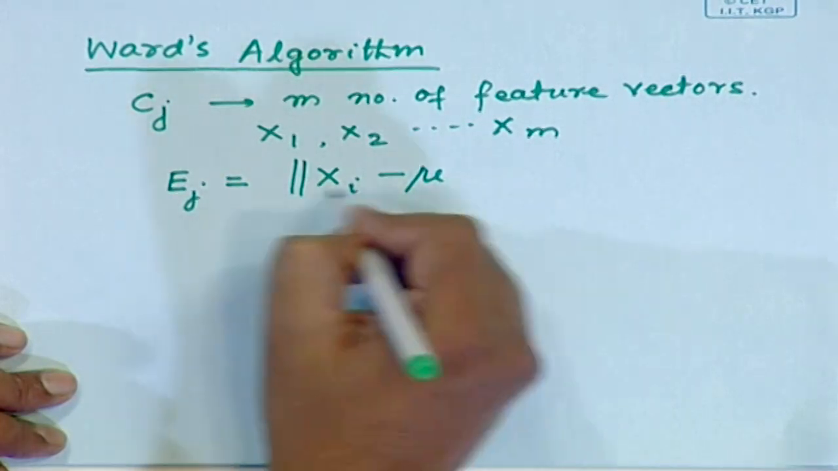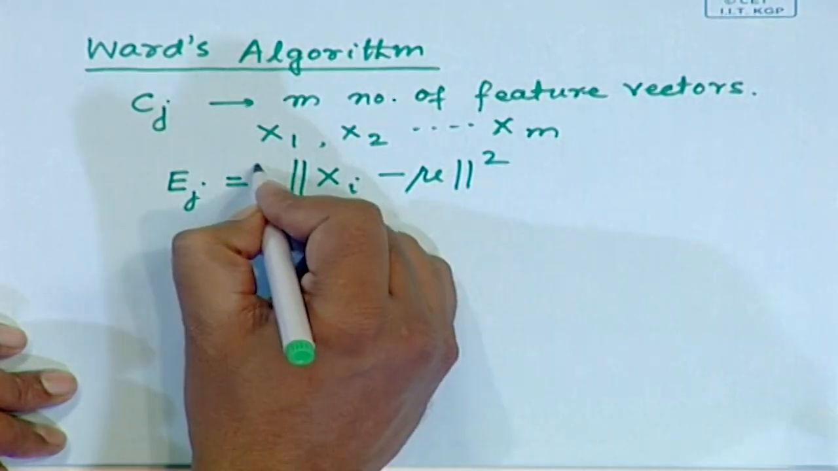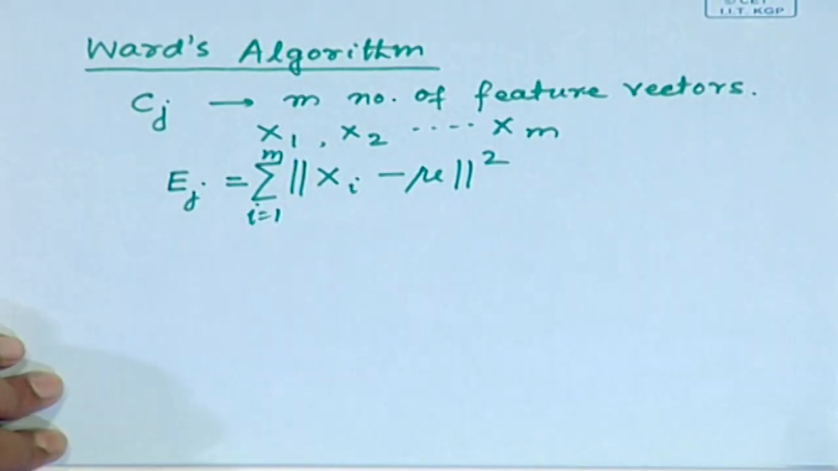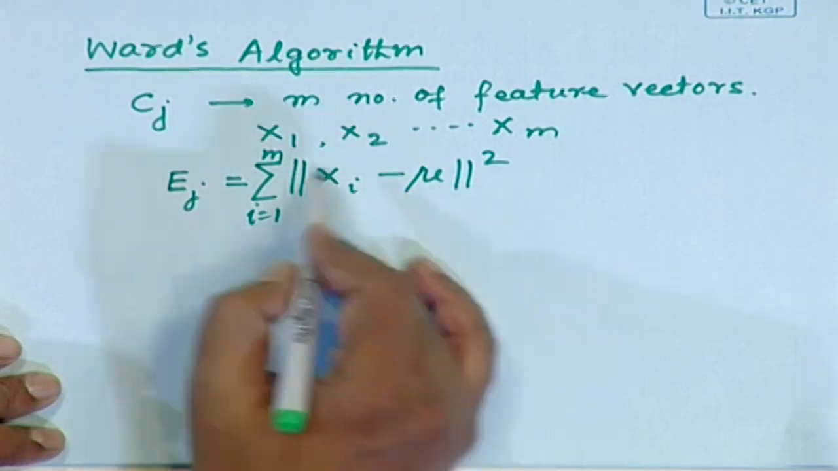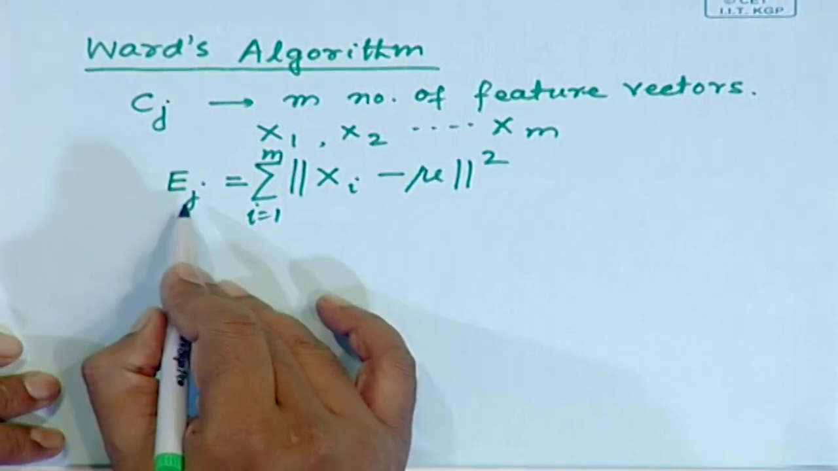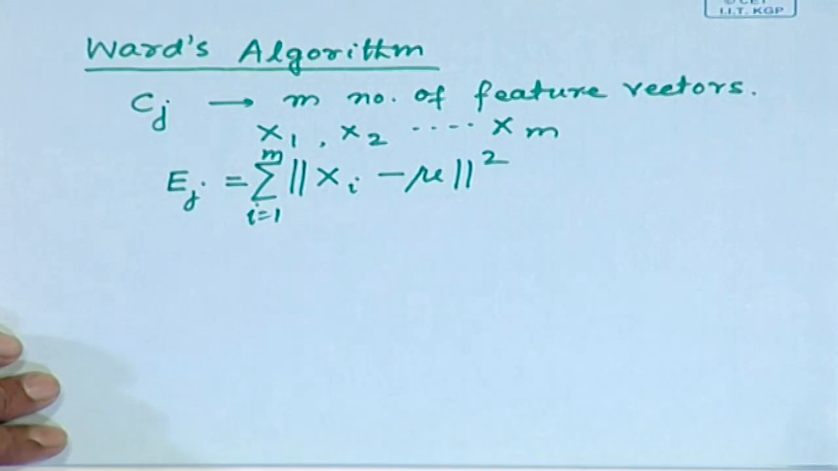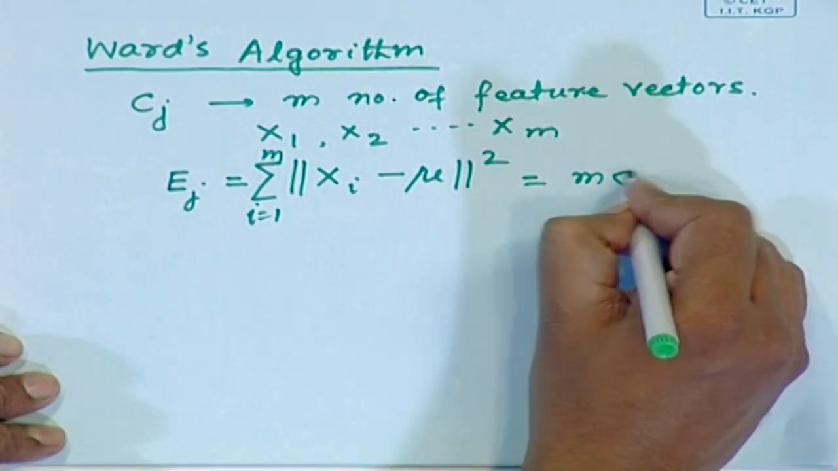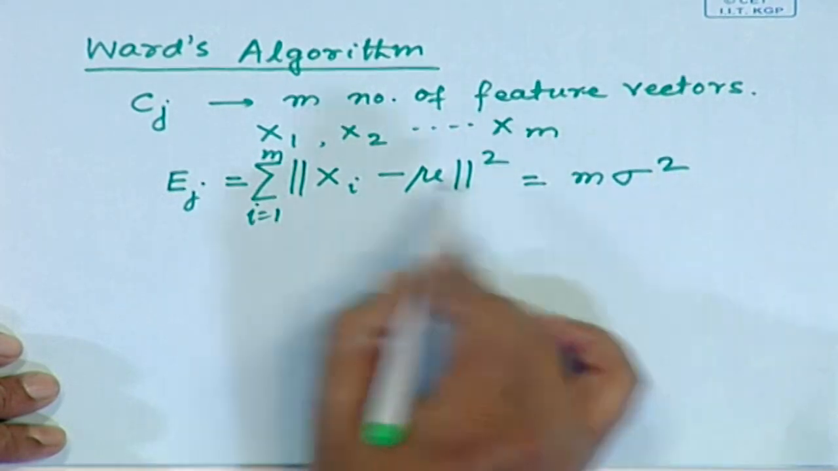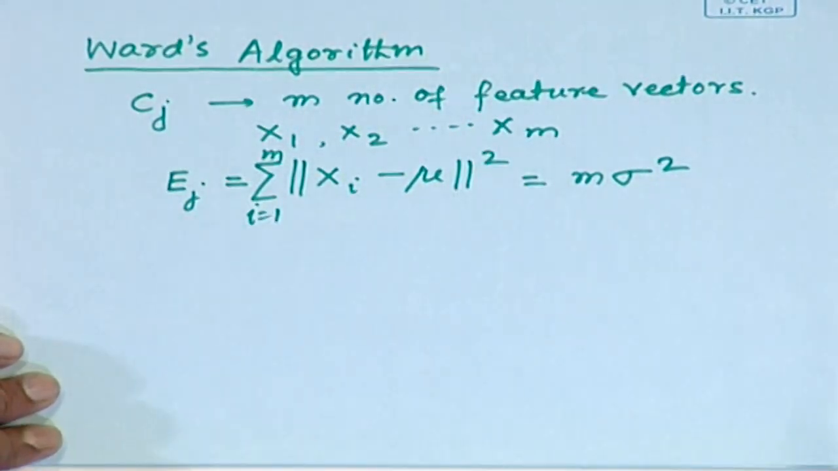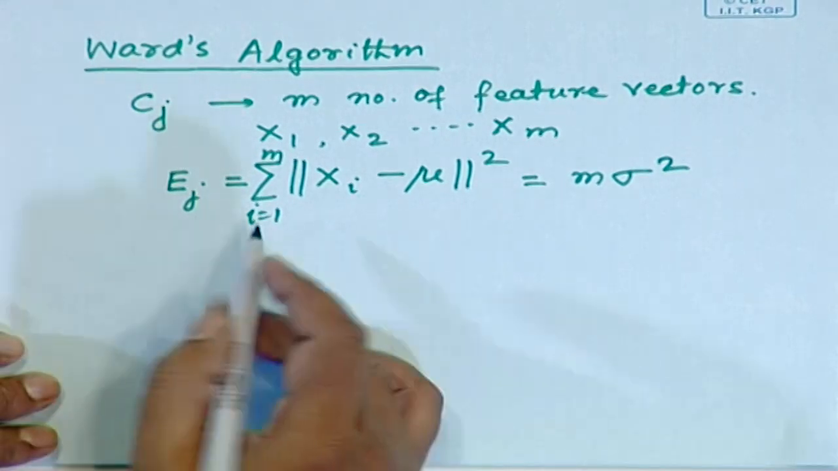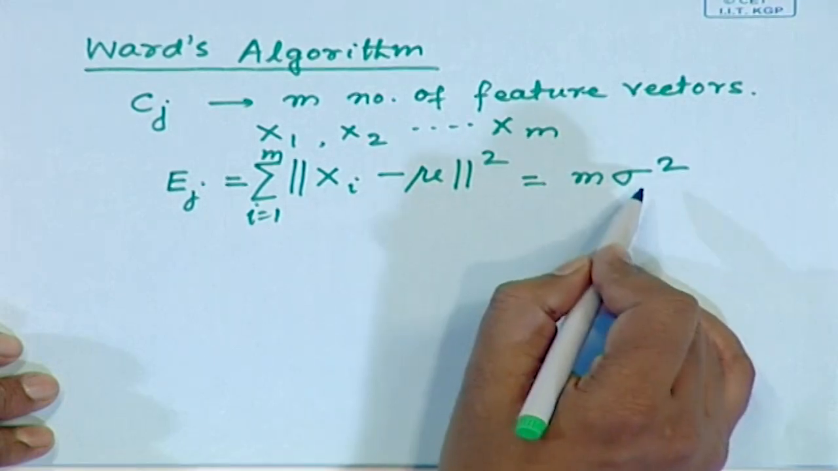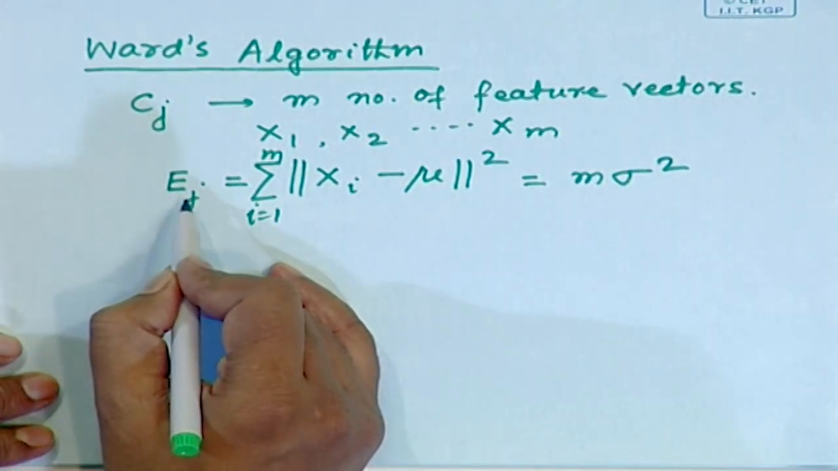mu, and take the summation over i varying from 1 to m, where mu is the mean of all these feature vectors. So, this is the error within the jth cluster. And you find that this is nothing but m times sigma square, where sigma square is the variance of all these feature vectors. So, Ward's algorithm tries to minimize this error.